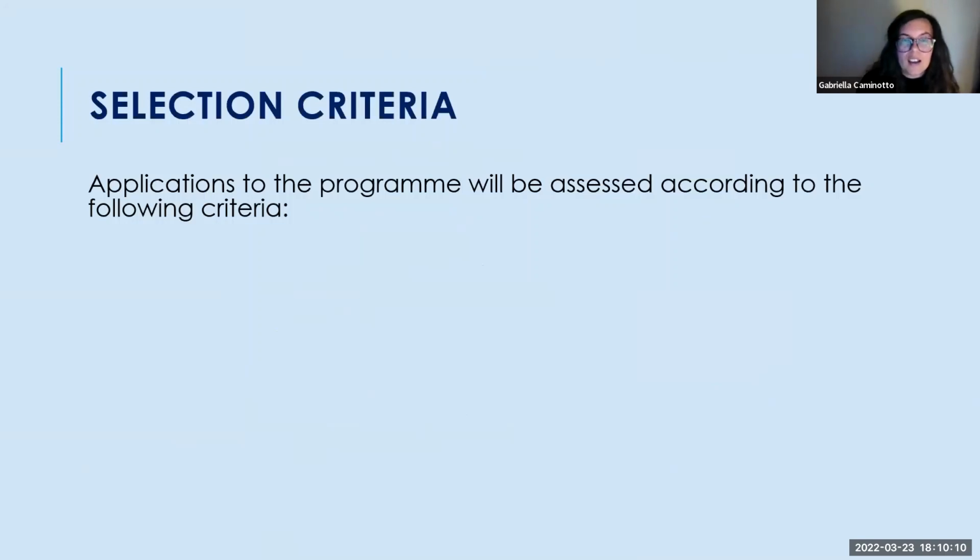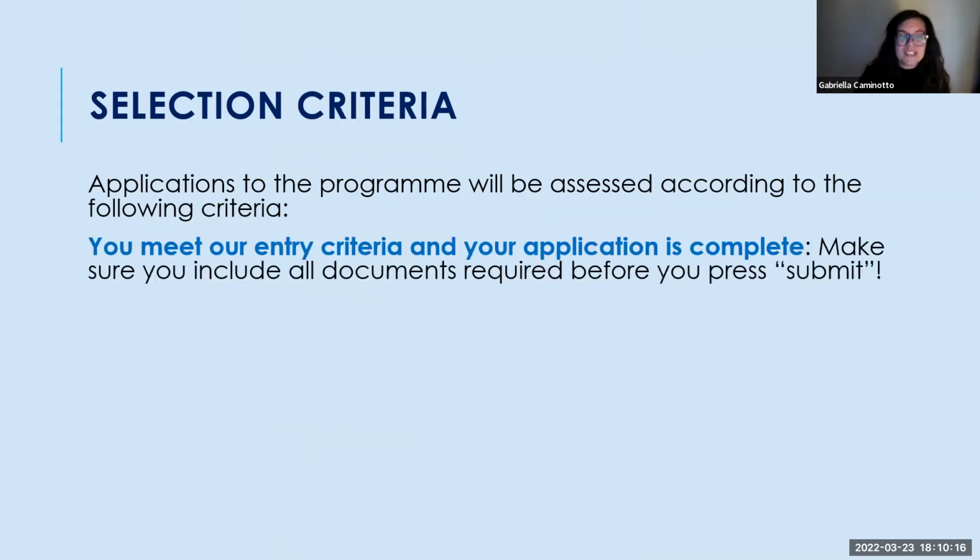Selection criteria. The same webpage will also tell you about our selection criteria, but very briefly, we obviously want to receive applications that are complete and that meet the entry criteria. So that's the first check, and that's something I do as soon as we receive your applications, a week or two after you submitted it.